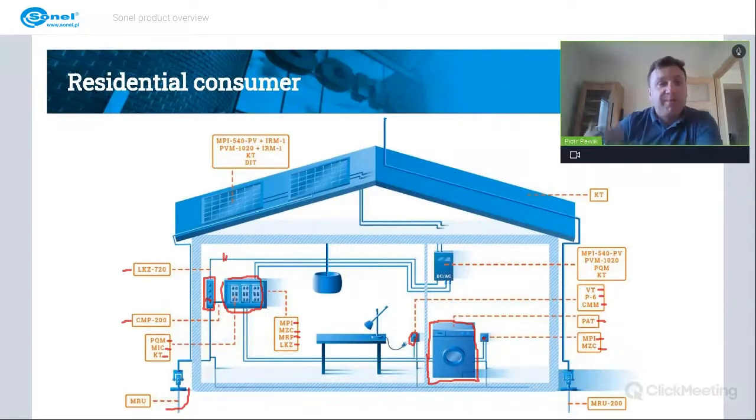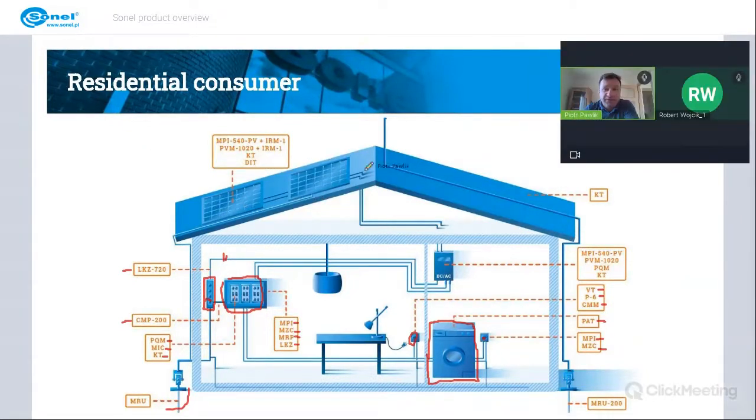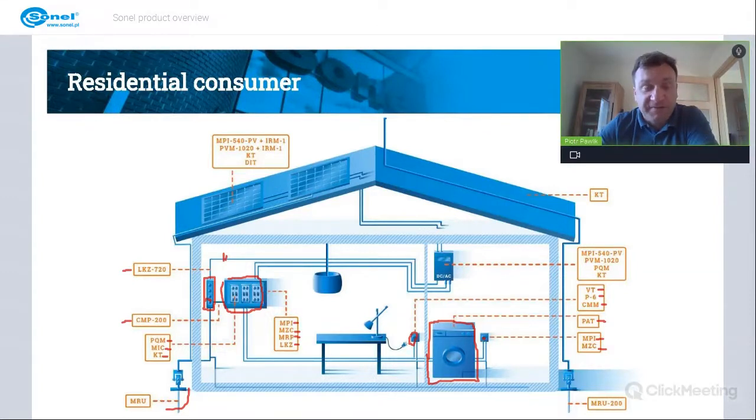And now let's look what happened if this resident decided to go green and he put some solar panels on the roof of his house. So here, similar like in solar power plant, we will need to use either PVM 1020 or MPI 540 PV to check the electrical safety of these panels. And any overheating elements we can check, any hotspots, with thermal imagers or the optical pyrometers, so KT series or DIT series.